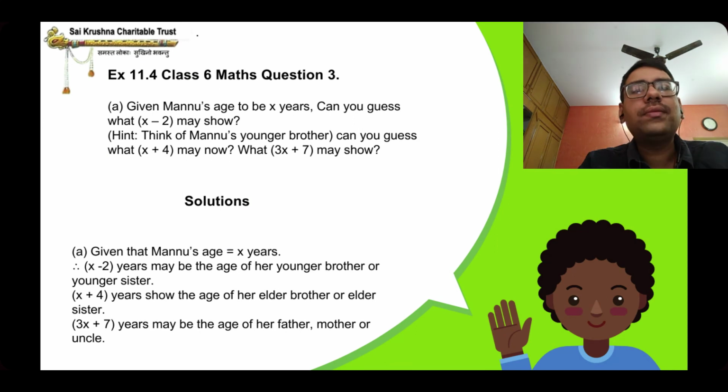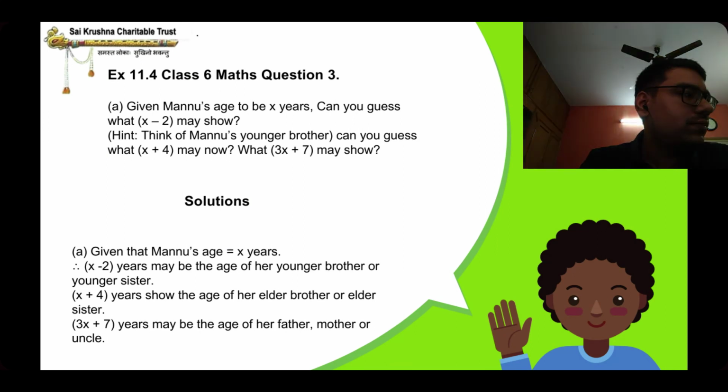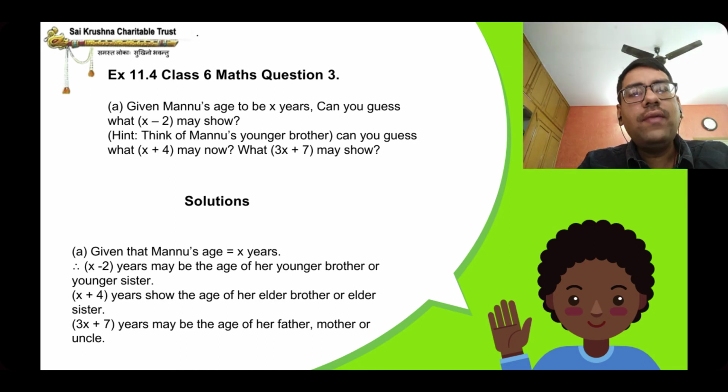Okay, next. Exercise 1.4, class 6 maths, question 3. Given Manu's age to be x years, can you guess what x minus 2 may show? Hint: think of Manu's younger brother. Can you guess what x plus 4 may show now? What may 3x plus 7 show?